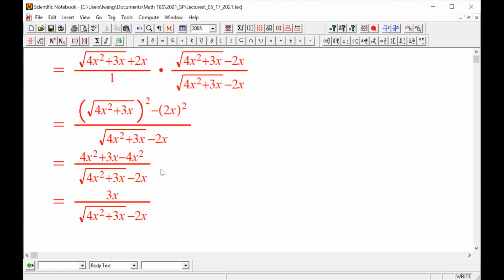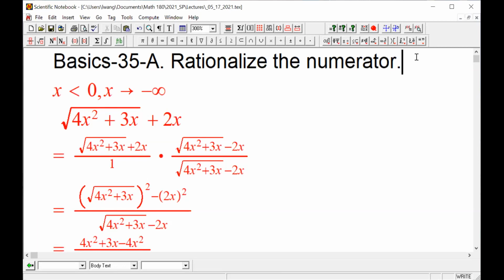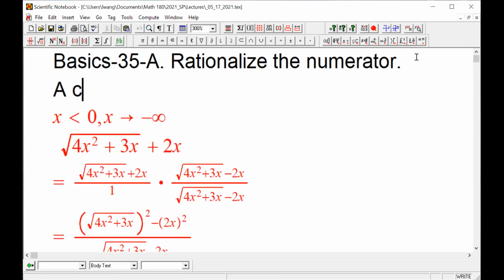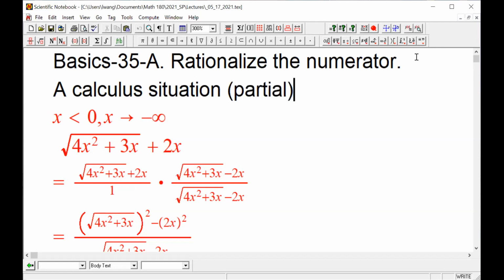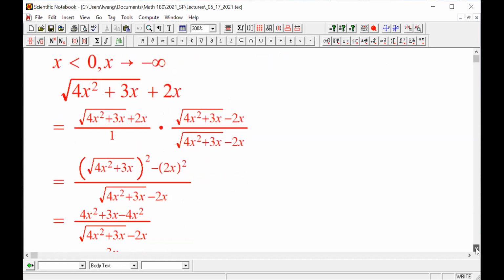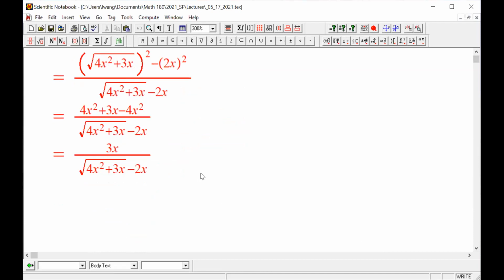So you're going to end up with something like this. Similar to what we did before, right? Okay, so a partial calculus situation. I say partial because we're only handling the algebraic part. So are you with me? What do we do next?